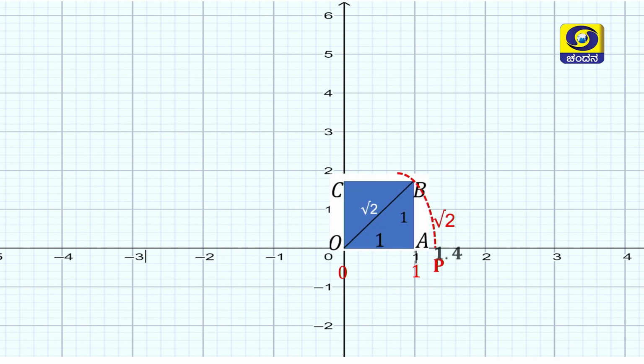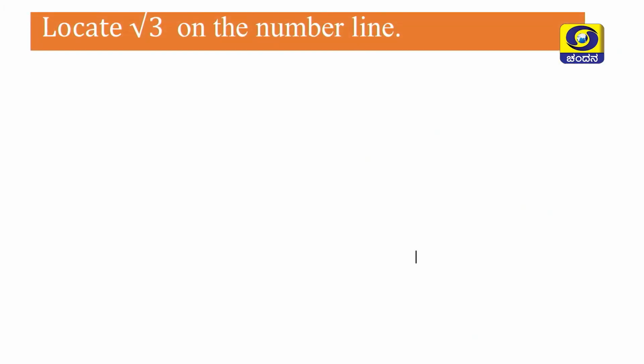So, approximation value of root 2 is 1.4, my dear students. The approximation value of root 2 is 1.4. We can get it in the graph, my dear students. How is it? Okay. Let us move on to the next one.